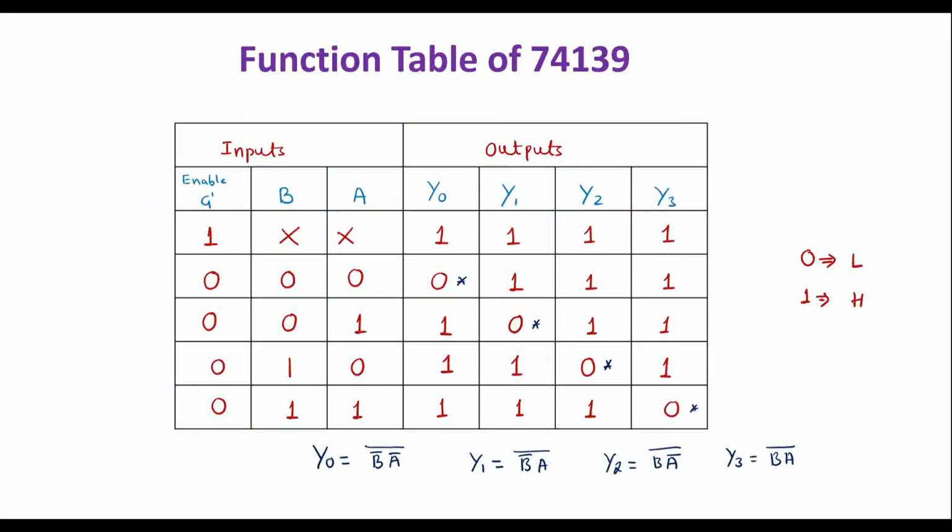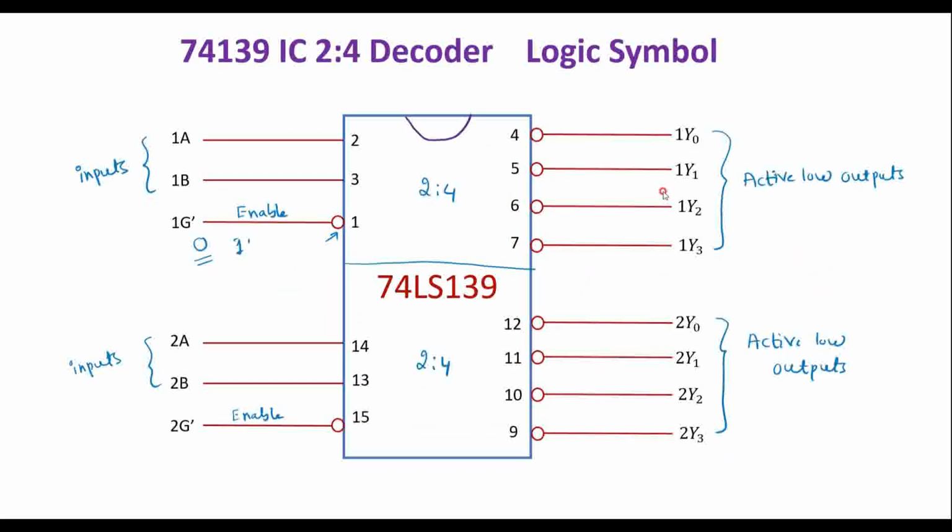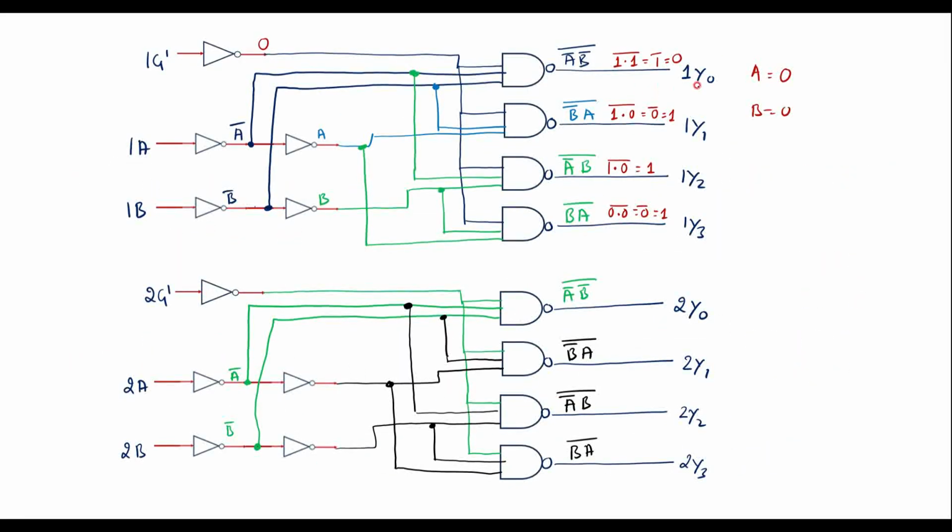According to this function table, when A is 0, B is 0, Y0 is 0, Y1 is 1, Y2 is 1, Y3 is 1. So here we got the same thing, that is Y0 is 0, Y1 is 1, Y2 is 1, Y3 is 1. So like that it will work for any possible inputs of A and B.